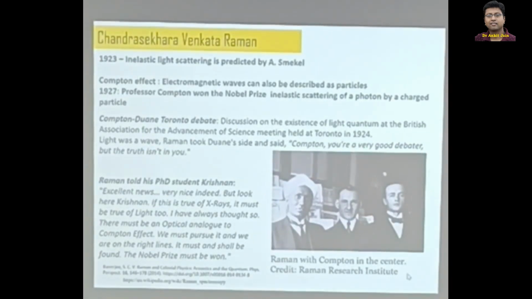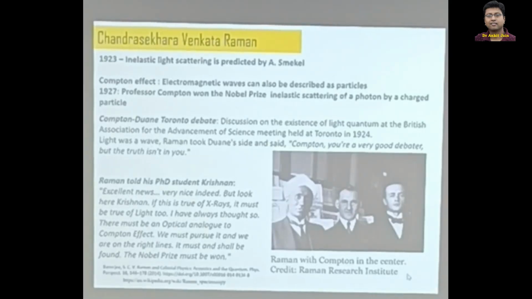So in 1927, Professor Compton won a Nobel Prize for the inelastic scattering of a photon by a charged particle. That meant that electromagnetic waves can be described as particles as well as waves.